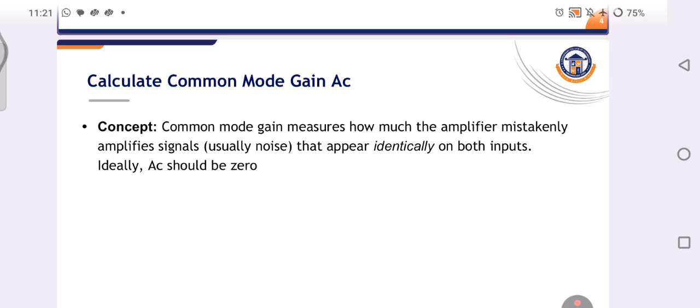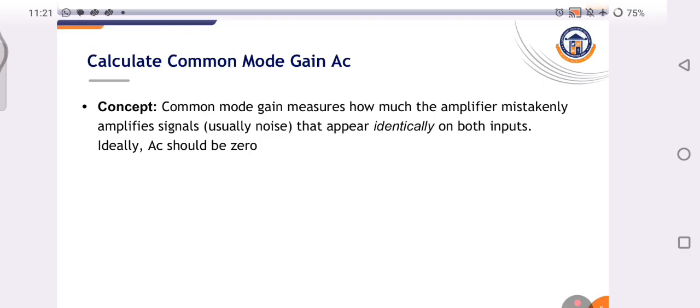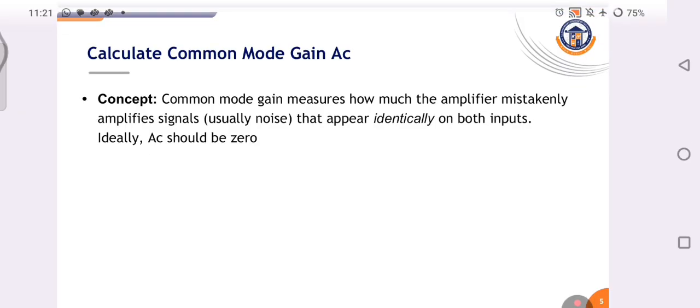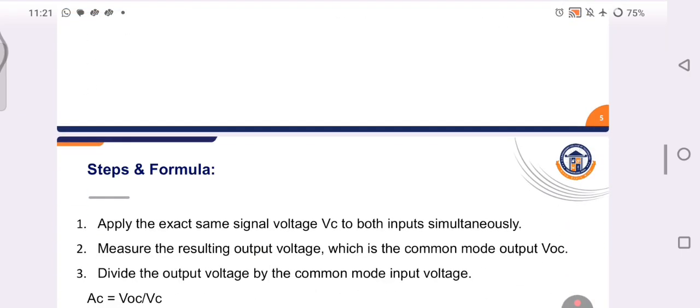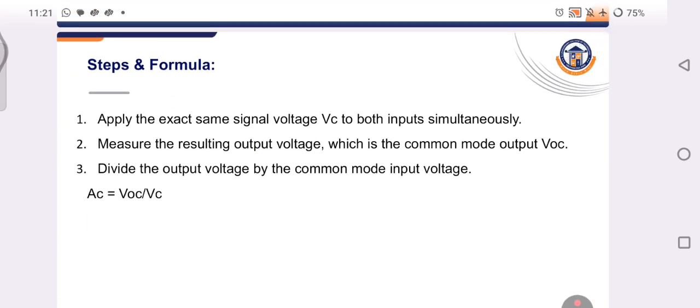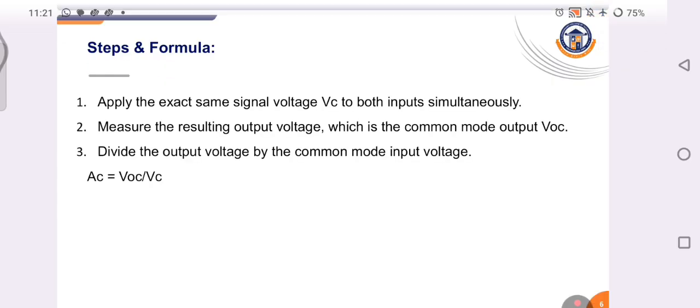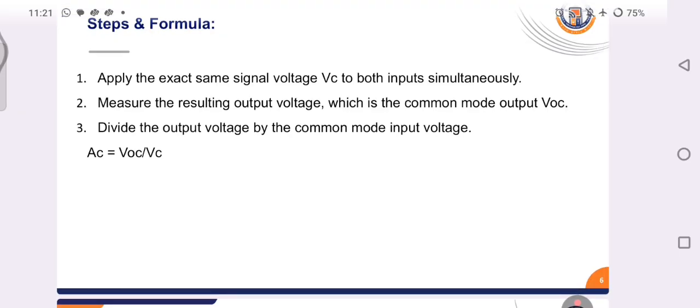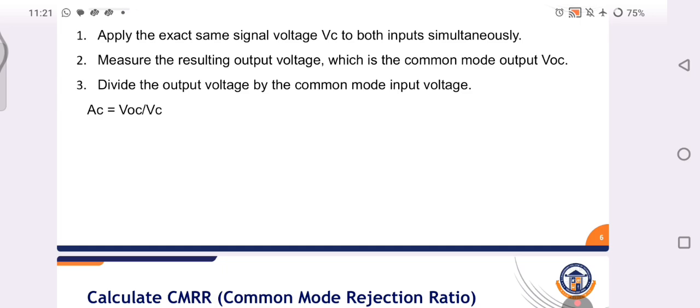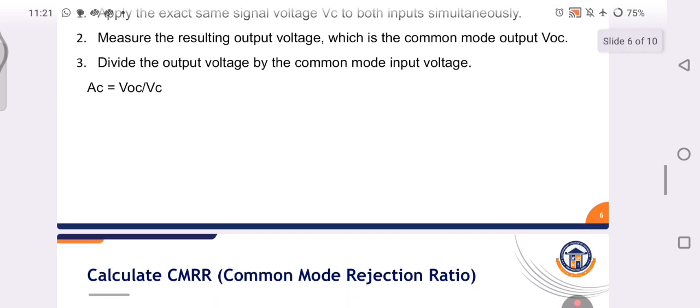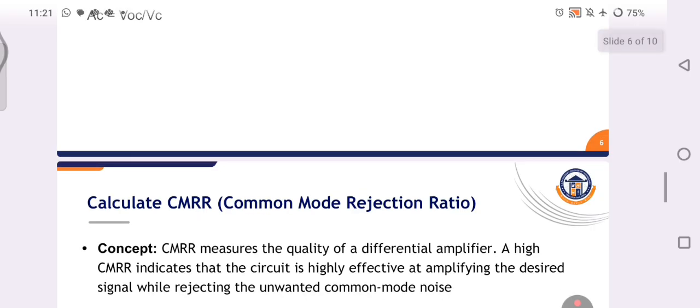The next one is the concept of common mode rejection. CMR indicates the ability to amplify the desired differential signal by rejecting the unwanted common mode noise. The steps to find the common mode gain: apply the exact same signal voltage VC to both inputs simultaneously. Measure the resulting output voltage, which is the common mode output VOC. Divide the output voltage by the common mode input voltage, AC equal to VOC by VC.